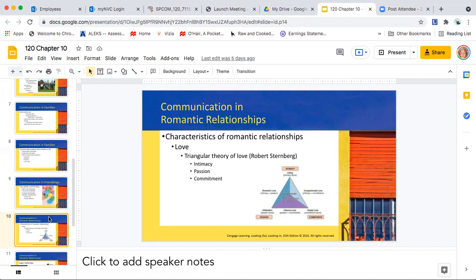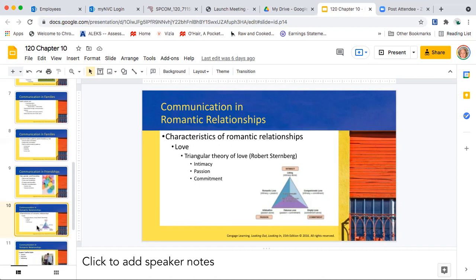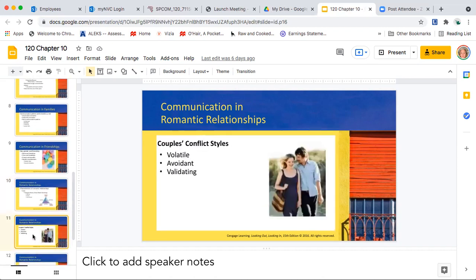Okay, so let's move from there and look at communication in romantic relationships in terms of couples conflict styles. I'm not going to say too much about conflict, only because I'm going to talk about it a lot more in chapter 12. But your book talks about 3 dimensions. One is volatile, one is avoidant, and the other is validating.